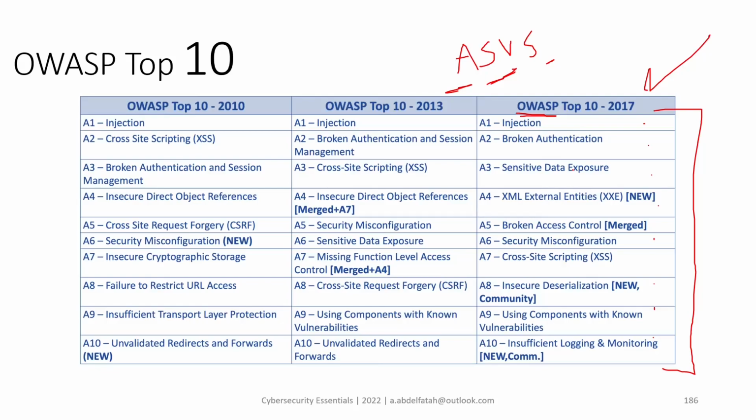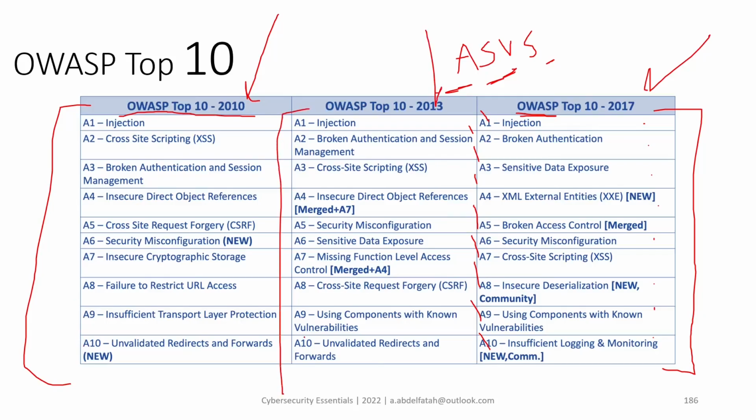So the goal of OWASP is to start by creating a list of the top security threats that websites were subject to in 2010. So in 2010, there was an OWASP list defining the major cyber attacks related to web applications. In 2013, they released a similar list, but instead of having cross-site scripting categorized as number 1, it is now categorized as number 3.